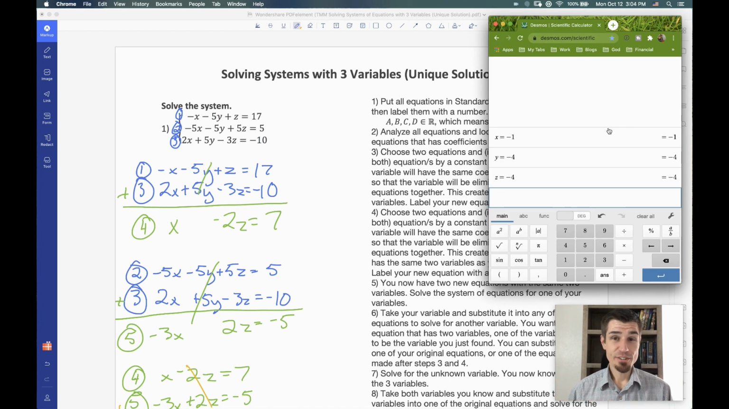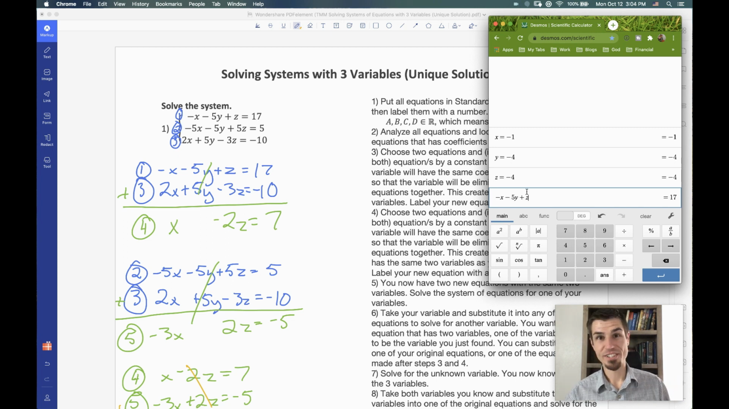So I really like using Desmos here because if you use just their scientific calculator, you can tell Desmos, hey, let x equal -1, y equal -4, z equal -4. So now every time I type x or y or z, it's going to substitute that value for me. So I can just type this equation exactly as I see it, and it will substitute everything for me. When I type -x minus 5y plus z, I want to get 17.